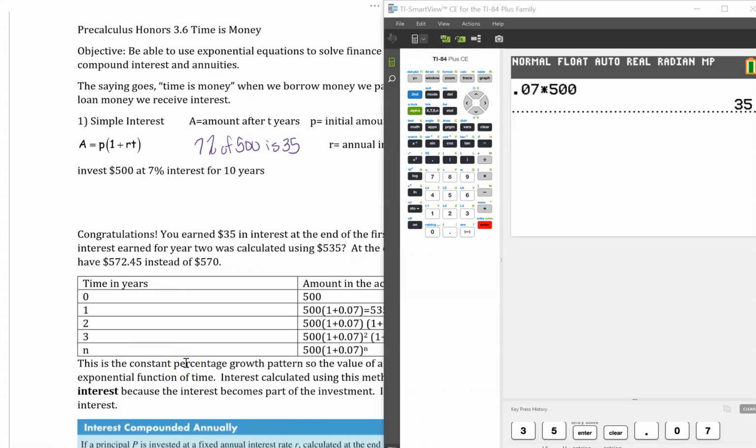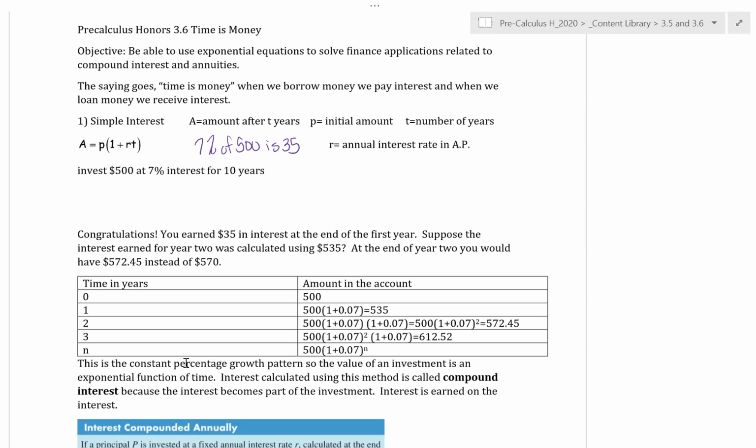Okay, so since 7% of 500 is $35, at the end of the first year, you'll have your initial $500 plus $35 in interest. So with simple interest, you're earning $35 a year for 10 years. So you would have $500 plus 35 times 10. So you would have $850 at the end of the 10-year period.